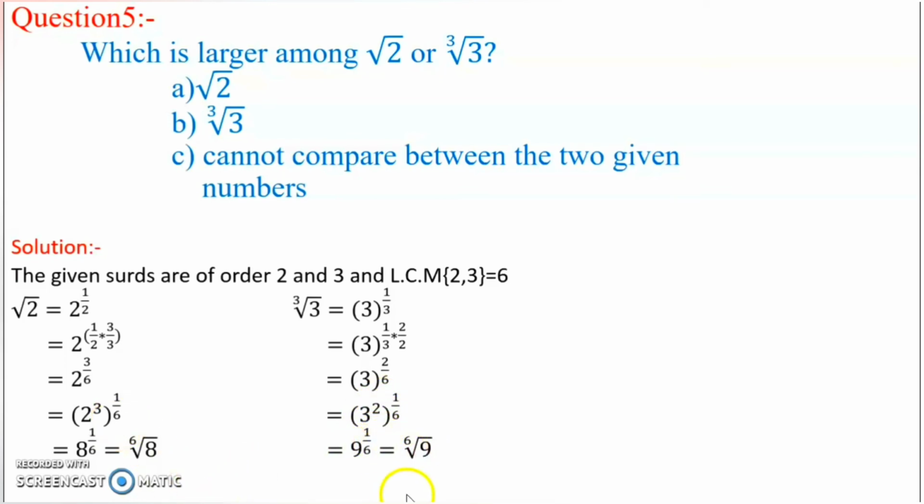So now you can compare. Which one will be larger? You can directly conclude over here that since 9 is greater than 8, the 6th root of 9 will be greater than the 6th root of 8. So the cube root of 3 will be greater than the square root of 2. So for this question, which is larger among these? The answer is the cube root of 3. So the answer for this question is option B.